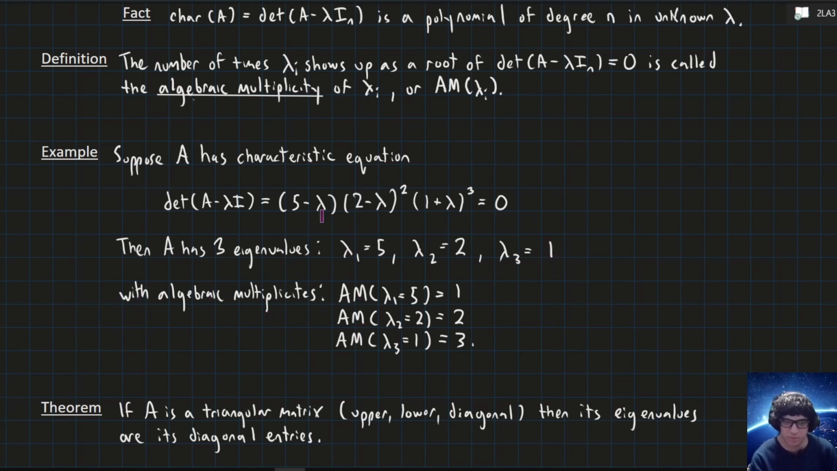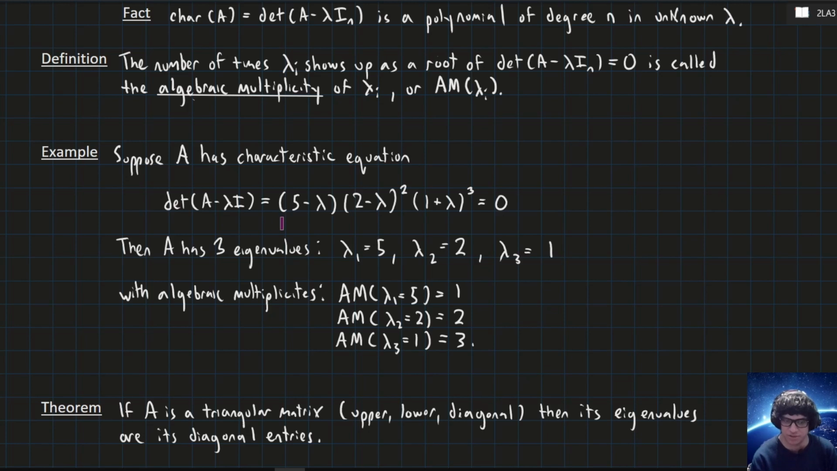Okay, well, there's just one factor of 5 here, so the algebraic multiplicity of 5 is 1. There are 2 factors corresponding to 2 here, so the algebraic multiplicity of 2 is 2. And there are 3 factors corresponding to -1 here, so its algebraic multiplicity is 3. Okay?